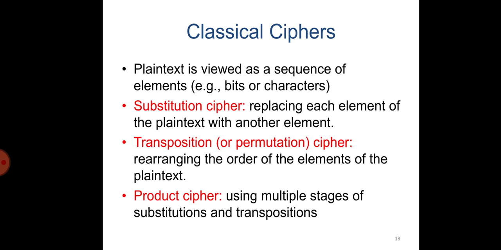Classical ciphers. A plain text is viewed as a sequence of elements, for example bits or characters. Substitution cipher: replacing each element of the plain text with another element. Second one is the transposition or permutation cipher: rearranging the order of the elements of the plain text. Third one, product cipher: using multiple stages of substitutions and transpositions.